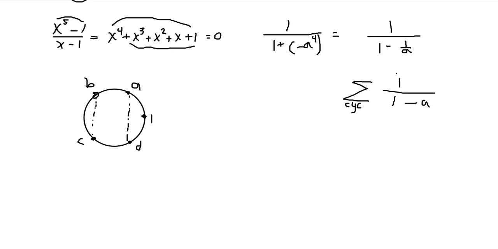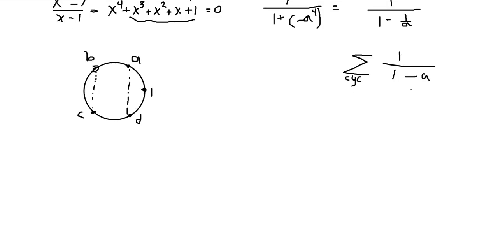So now we need to figure out a way to get this, right? One method of attack would be to find a polynomial with roots 1 minus a, and then you can figure out the polynomial with roots 1 over 1 minus a, and then use Vieta's to find that sum.